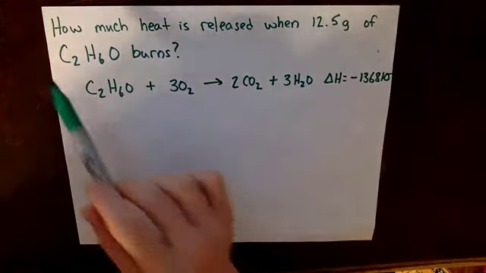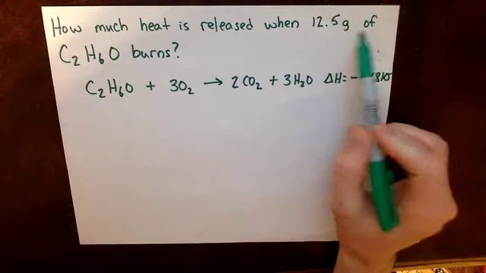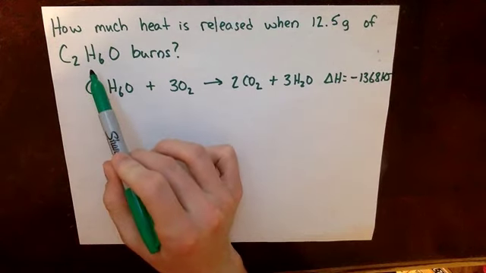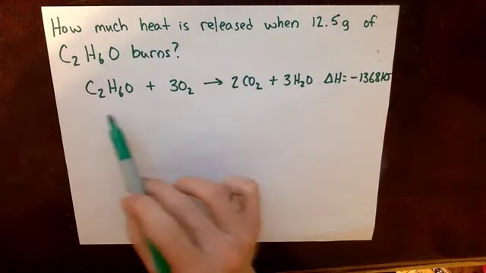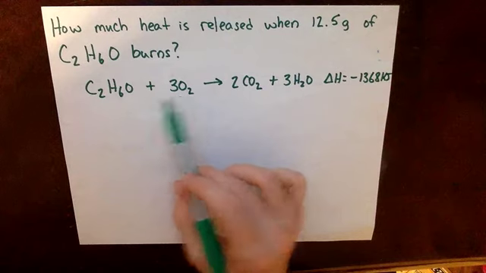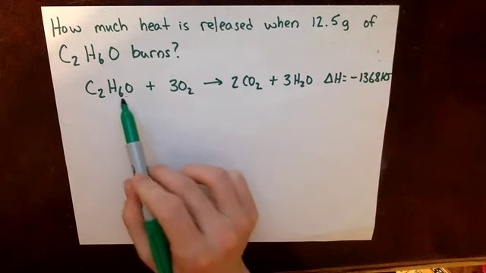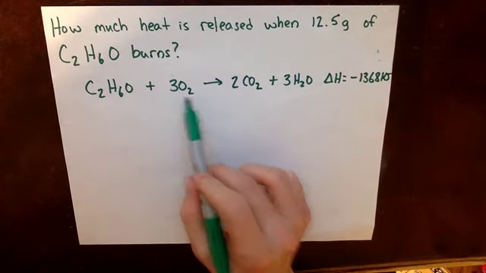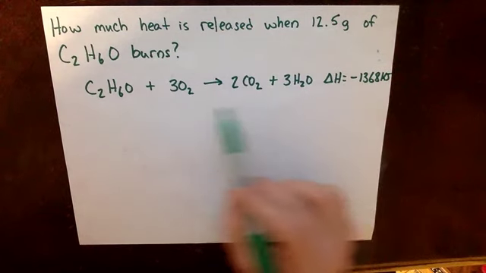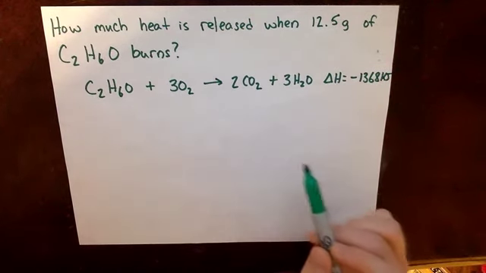Okay, so this question asks, how much heat is released when 12.5 grams of C2H6O burns? And then you're given a chemical equation for the combustion of C2H6O, reacting with oxygen to produce CO2 and water, and it's already balanced for you, so that's nice.